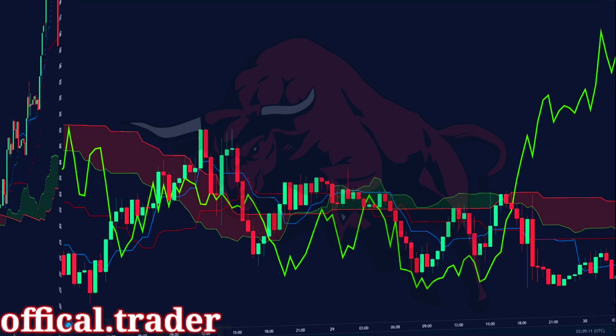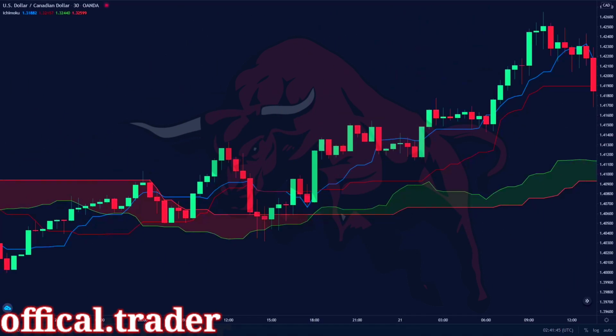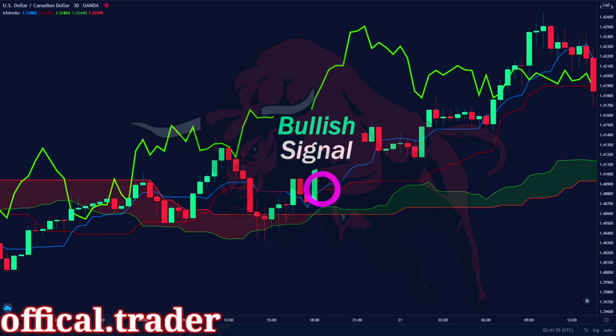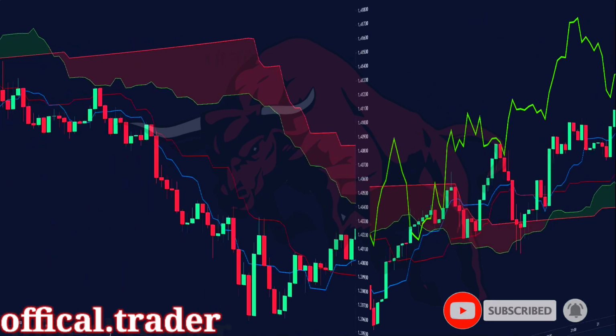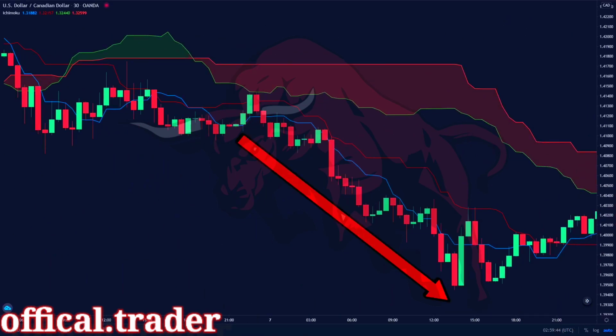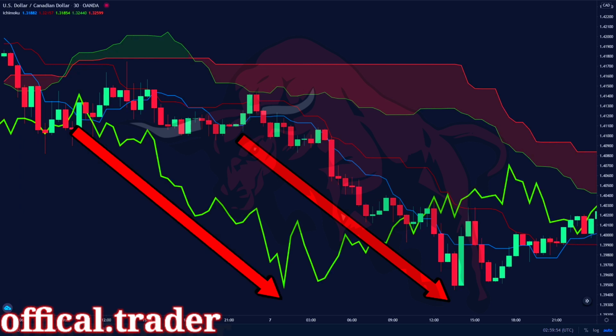For example, let's say you receive a bullish signal from the Ichimoku Cloud. The lagging span can help confirm that it is a strong bullish signal. If the lagging span is also heading upwards, this further confirms that the price is in a strong uptrend. And it's the same with downtrends as well. If the lagging span is heading downwards, this further confirms that the price is in a strong downtrend.